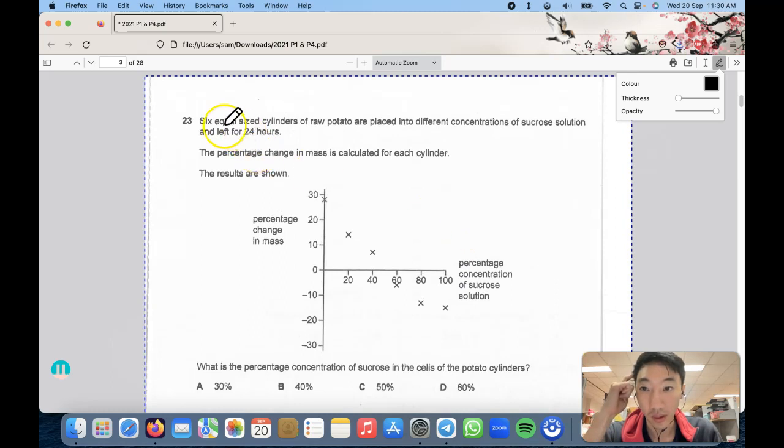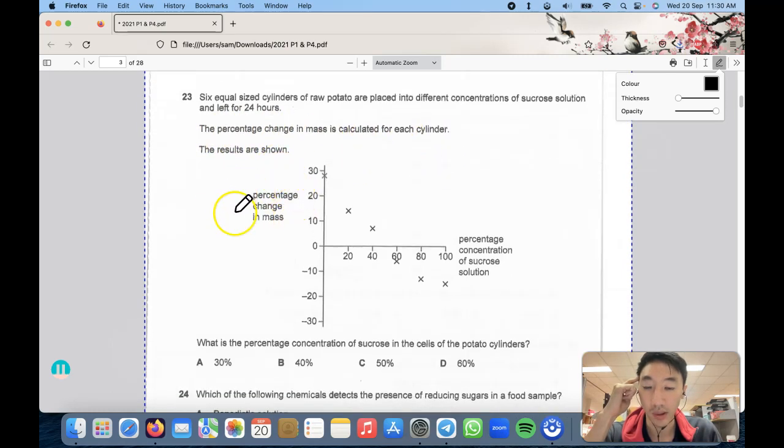Okay, so 6 equal sized cylinders of raw potato are placed into different concentrations of sucrose solution and left for 24 hours. The percentage change in mass is calculated for each cylinder. The results are shown. Okay, so a positive percentage change in mass means that it has increased in mass, and a negative one means that it has decreased in mass. So what is the percentage concentration of sucrose in the cells? Okay, so it's the cell sap, right? It's the cell sap of the potato.